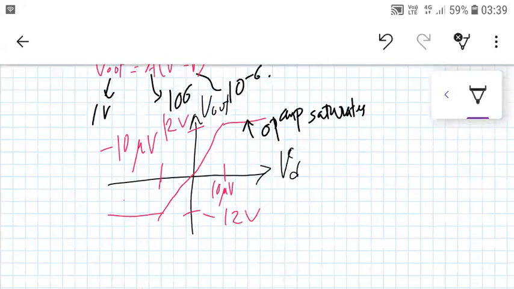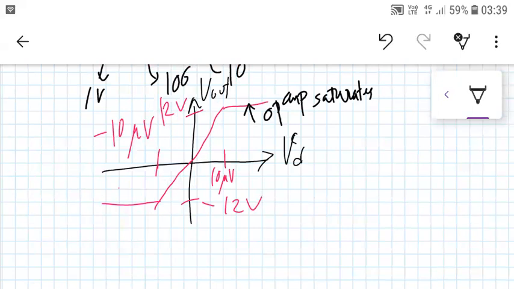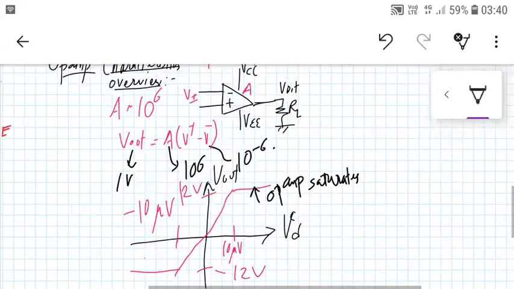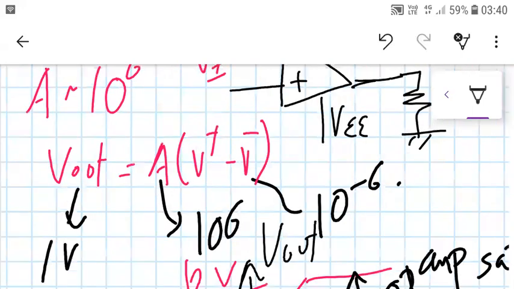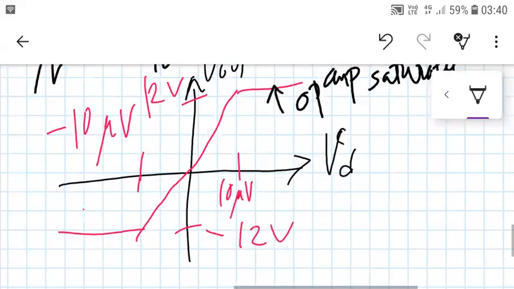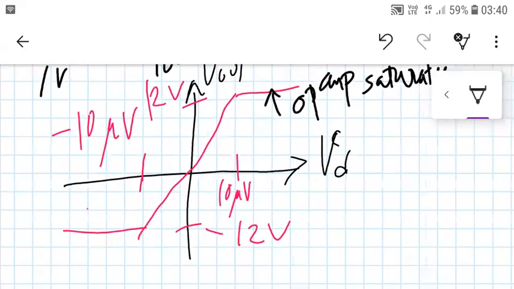So how does this happen? The op-amp is in saturation because the output hits the maximum value allowed by the power supply. So you have to be very, very careful. Even in this formula, we can see that even a small change in the input can trigger the op-amp to go either to the positive power supply rail or the negative power supply rail. So this is what the characteristics look like.